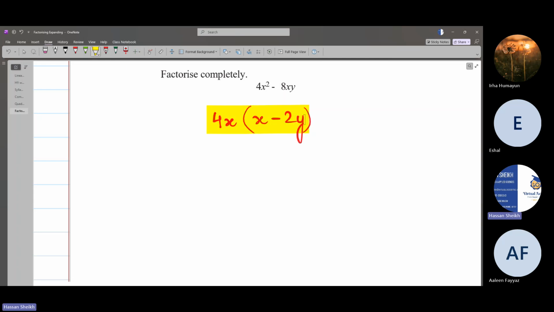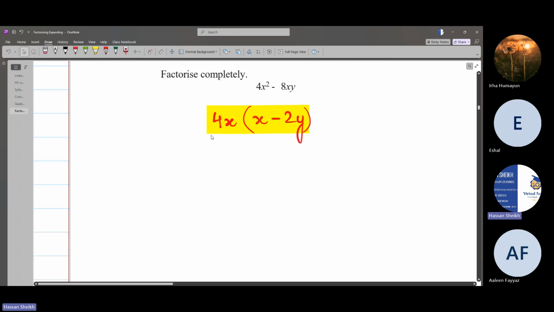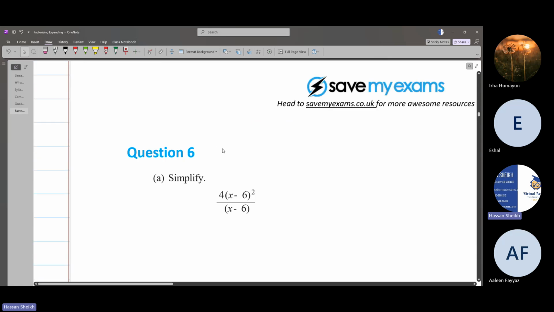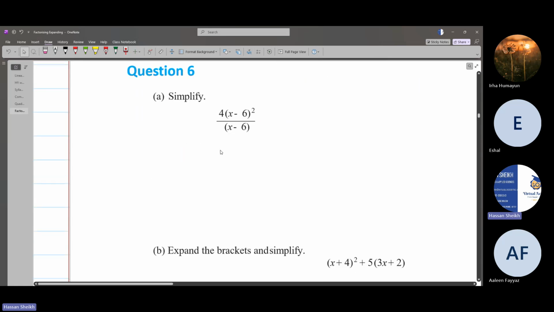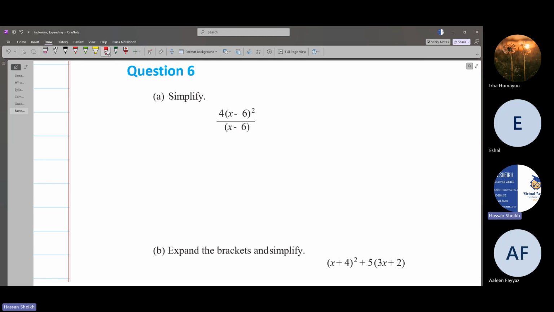These are just warm-up questions, students. So don't worry, I know that you find them way easier. But let's start this one. Question number 6. Simplify, because this one is just an expression.